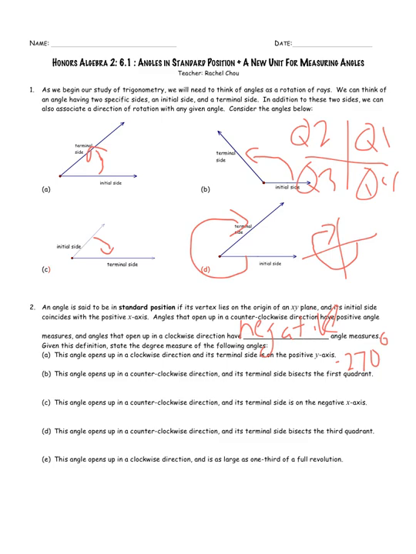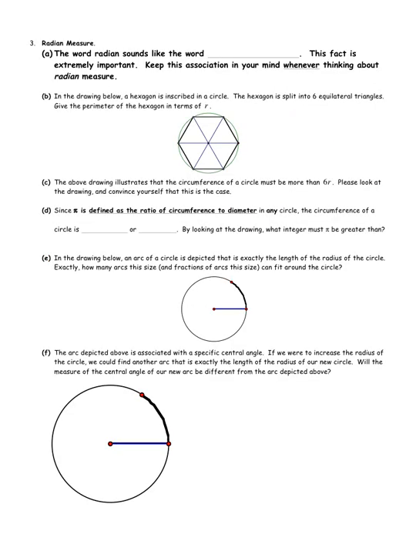Now the next page is going to be developing the idea of a different way to measure rotation other than degrees, and that's going to be radians. If we look here, I'm going to have you do a few problems to develop the idea, but in general, we're going to see that radian measure is how many radius units per intercepted arc. So let's think about that here.